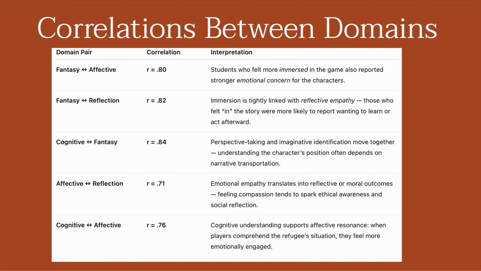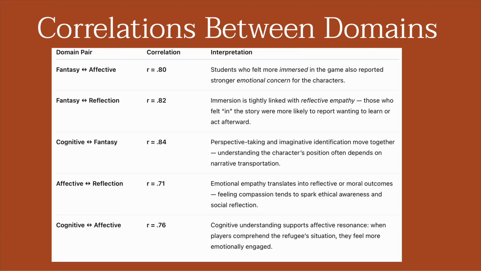So let's look at some of the correlations between the domains. Fantasy affects the affective with a very high correlation of 0.8, which means that students who felt more immersed in the game also reported stronger emotional concern for the characters. And then fantasy also affects reflection, and reflection also affects fantasy. So immersion is tightly linked with reflective empathy. Those who felt in the story were more likely to report wanting to learn or act afterwards. The next one is cognitive and fantasy are both correlated.